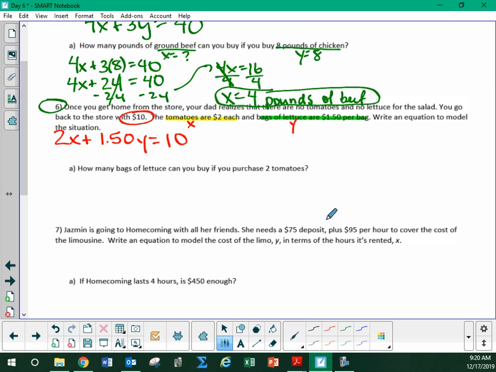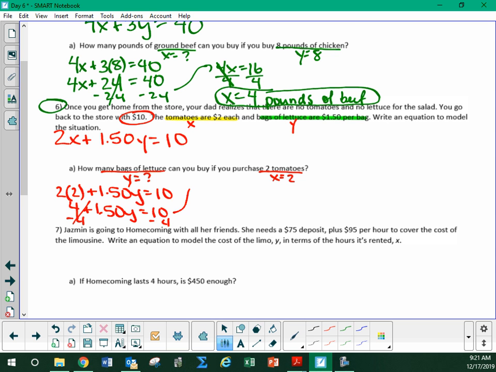And it says how many bags of lettuce, and lettuce is y, so y equals, we don't know. You purchased 2 tomatoes, so x is 2. Okay. 2 times 2 plus 1.50y is 10. So we get 4 plus 1.50y is 10. Subtract 4, subtract 4. 1.50y equals 6. What do we get for our y value? 4. And again, what does y represent? Bags of lettuce. Make sure you say 4 bags of lettuce.